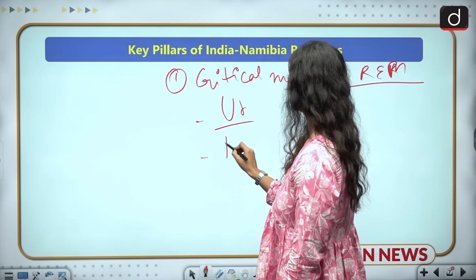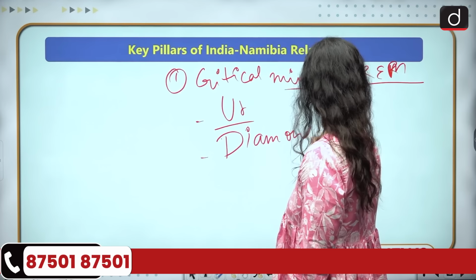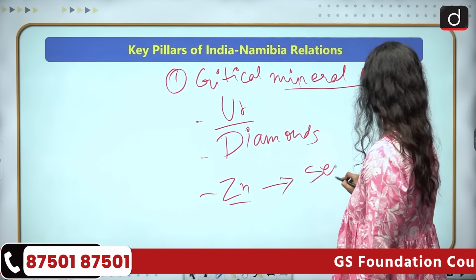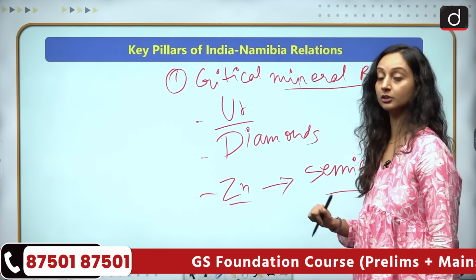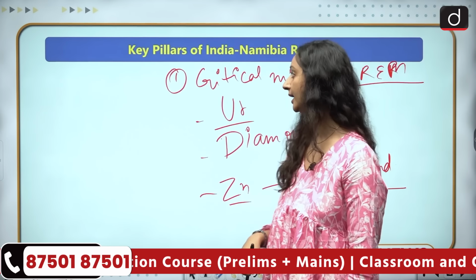Then it also has diamonds and zinc. Zinc is going to be used in our semiconductor industry. So there are critical minerals and rare earth minerals that Namibia has, and India can benefit from that.